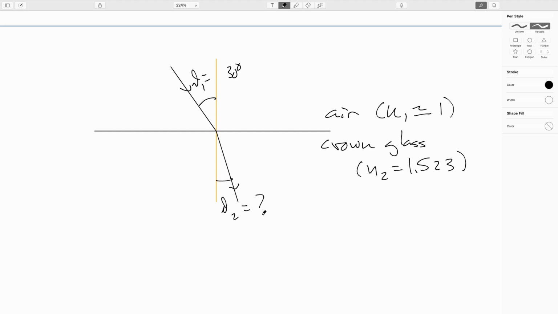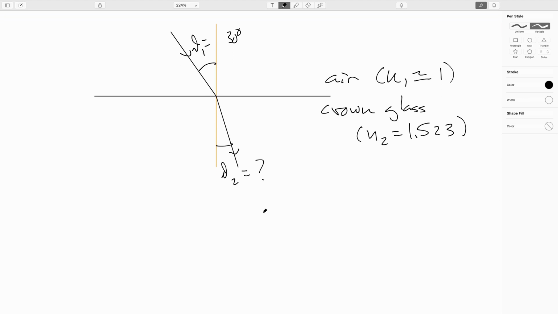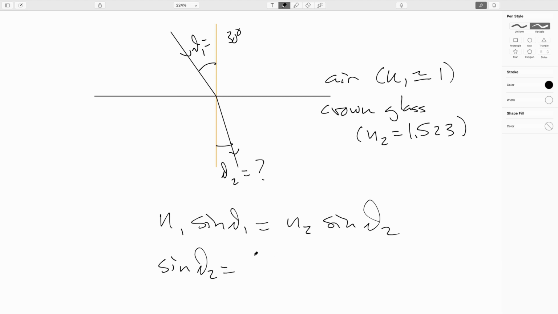And I'd like to know what that angle is. So we can go ahead and do Snell's law on this. N1 sine theta 1 equals N2 sine theta 2. And so rearranged, we get that the sine of theta 2 will be equal to N1 over N2 sine theta 1.